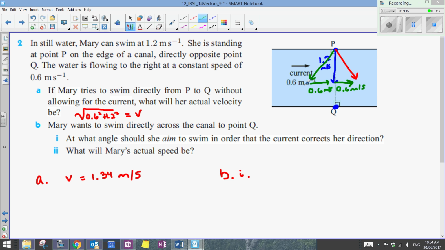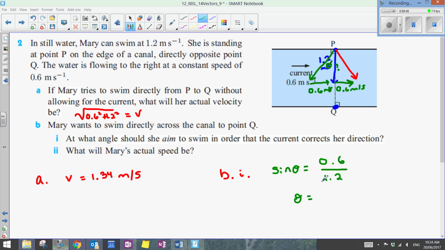And then we've got this x direction being affected. So then her straight direction moving across from P to Q is actually what we're going to find here as her new velocity vector. So at what angle should she aim to swim in order that the current corrects her position? This is the angle that we want to find. So since we're dealing with an opposite to that angle theta and a hypotenuse, we can use sine theta and set that up as 0.6 over 1.2, and then use inverse sine to find our theta. So 0.6 and 1.2 just reduces down to 1/2.